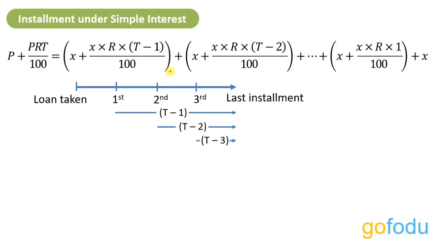Let's talk about installment under simple interest. Let's say you borrowed some money P from the bank and you wish to return it after 4 years. And rate of interest is R% per annum. So when you are borrowing P amount from the bank, this is the amount that you must be returning: principal plus the interest over it for 4 years. T here is 4 years. So this is the amount that you should be returning to the bank. This is the amount that you owe to the bank.